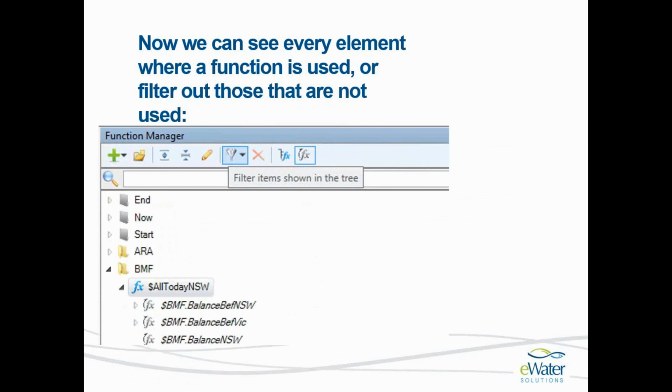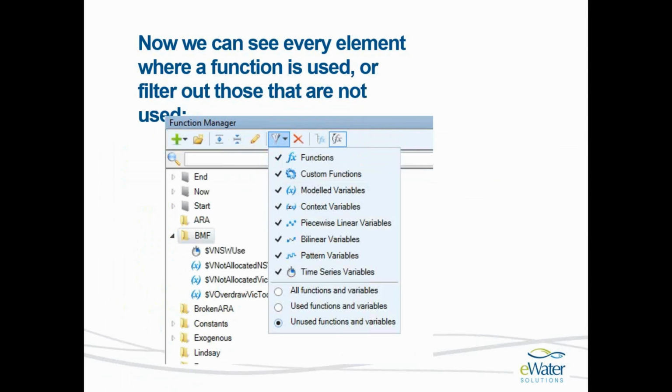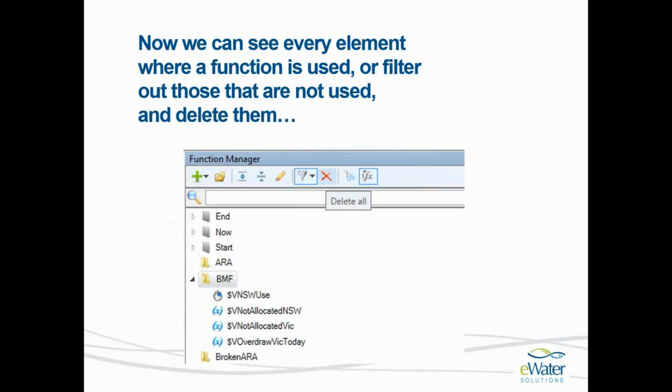We can also use the filter up here to filter items shown in the tree. For example, you can use it to find unused functions and variables. You can also use it to not show model variables if you don't want to clutter up your display too much, and so on. You can see the choices there. If you have filtered the unused variables and functions, you can then just delete them all by pressing the cross and clean up your function manager.